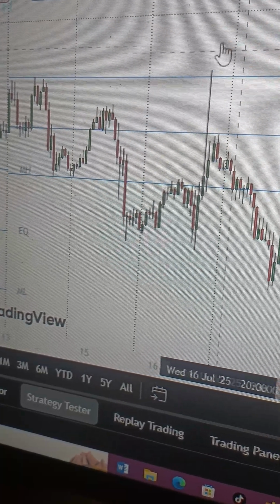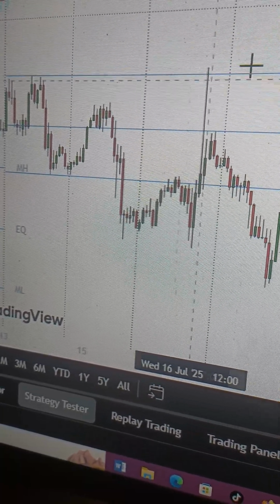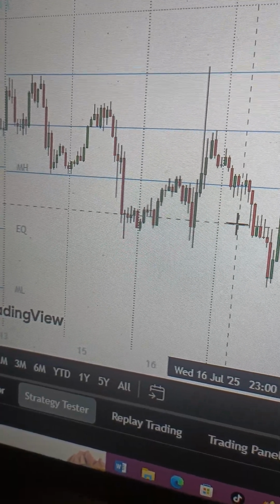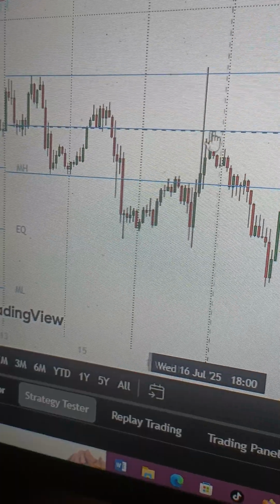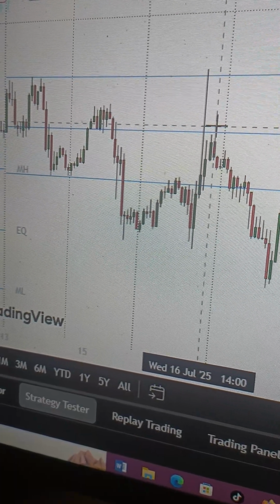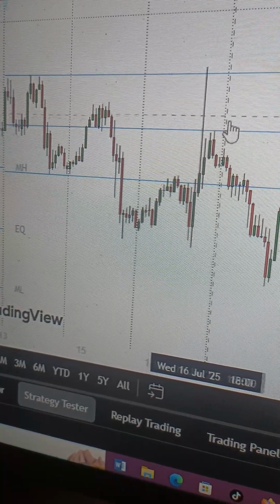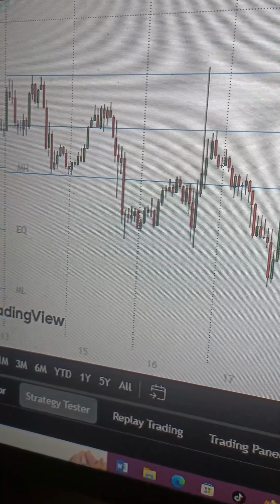But guess what? Did we close? No. If we do not close, we target the 50% or the other side, which we have. The market came to the 50% again. This was news. So the market came to the 50% and we came down.